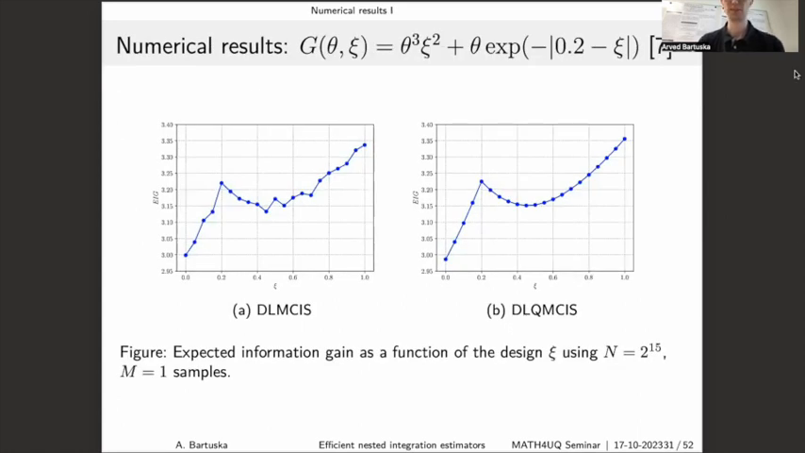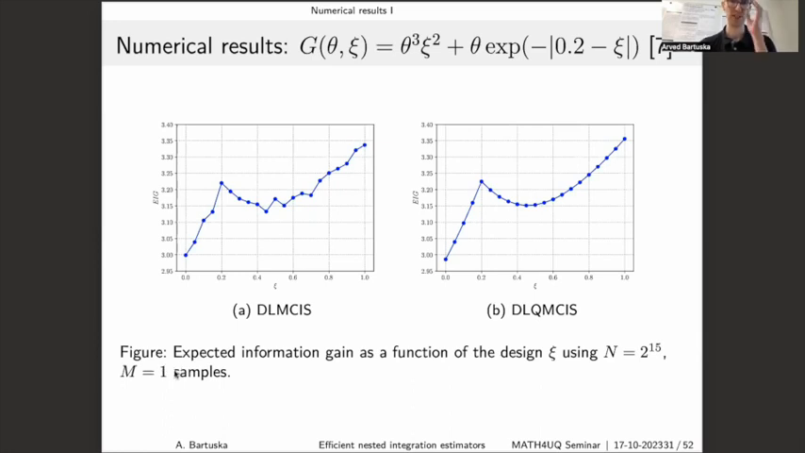Okay, here's our first actual numerical example. This is taken from a paper from Youssef Marzouk, where he shows some expected information gain with this kink here. This is a simple linear, one-dimensional example, and for psi between 0 and 1, on the left, we have the double loop Monte Carlo estimator. On the right, we have the double loop quasi-Monte Carlo estimator. For both estimators, we use 2 to the 15 outer points. This is roughly 30,000 points, and 1 inner point.